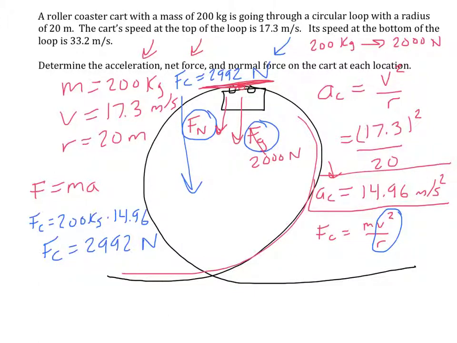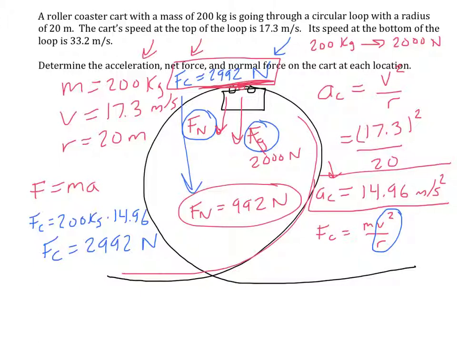Then the question is, what's the normal force? I need to somehow acquire a force of 2992 downward. 2,000 of that is covered by gravity, so the normal force must be 992 newtons downward. Because if gravity pulls downward at 2,000, then this pulls down at 992 to give me this overall force. Together, they give you the centripetal force.